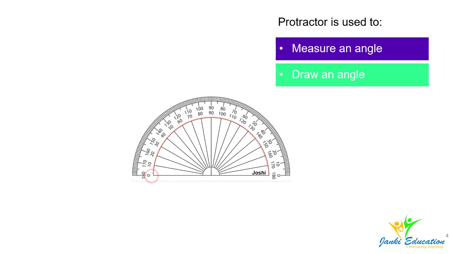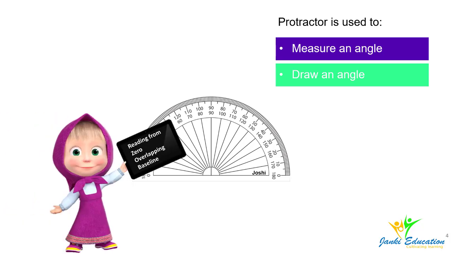You just need to take care that the 0 is overlapping this line, where the 0 is overlapping the baseline drawn on the angle. From there you should start the measurement, reading from 0 overlapping baseline. What does it mean? That we will see practically.